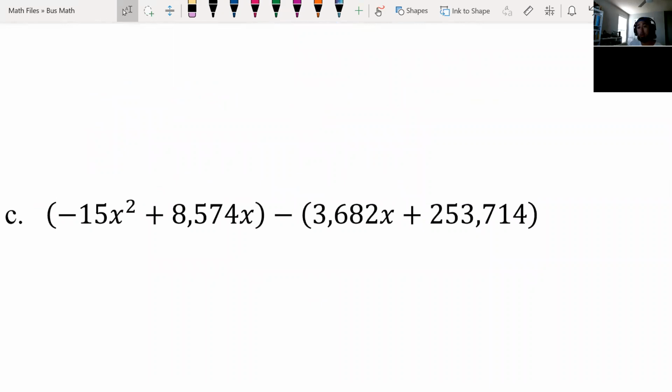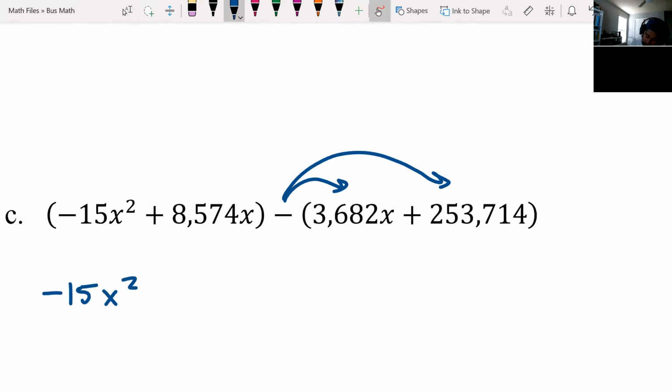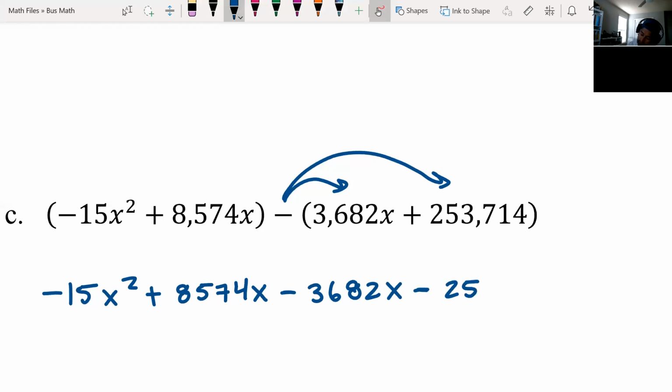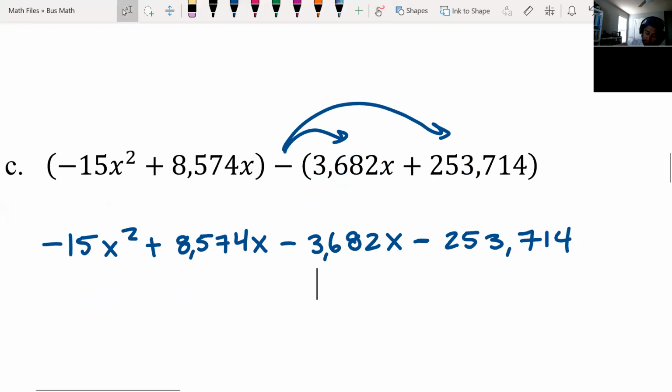All right, let's do it again. So for C, again, now we have to take this negative and just distribute it to both of those terms. So the first terms, we can drop the parentheses. And then in the next one, we distribute that negative. So I get negative 3,682x minus 253,714. So we distribute the negative, and now we can combine like terms.